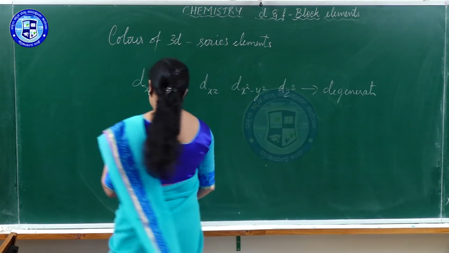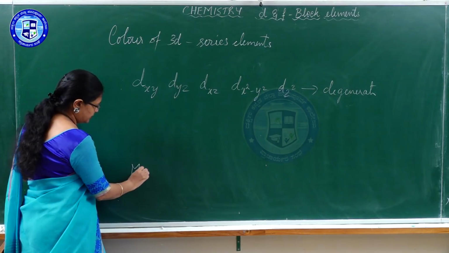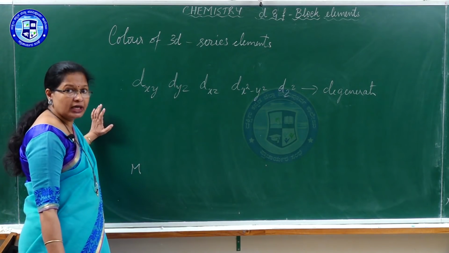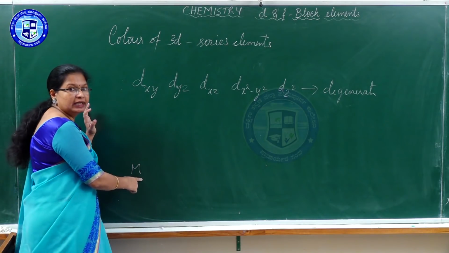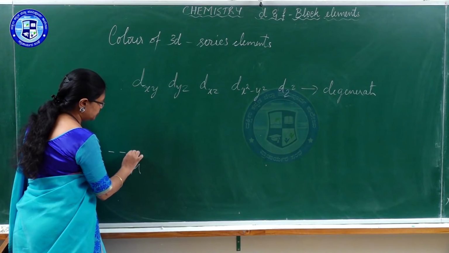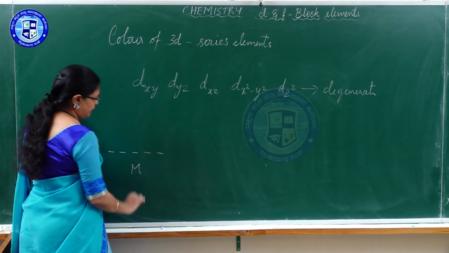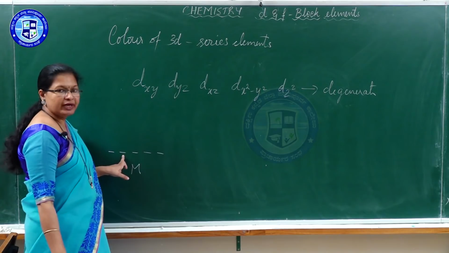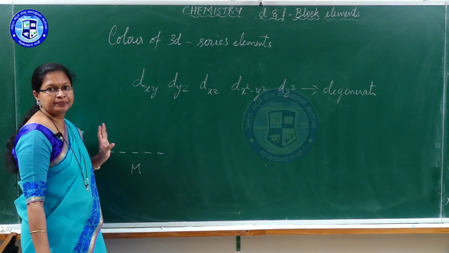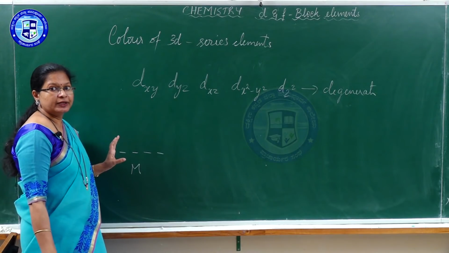For example, let me consider some metal atom, or metal ion also, in the isolated state. A metal atom or metal ion in the isolated state has these 5 d orbitals: xy, yz, xz, x square minus y square and z square. I am showing it like this. These are the degenerate orbitals.